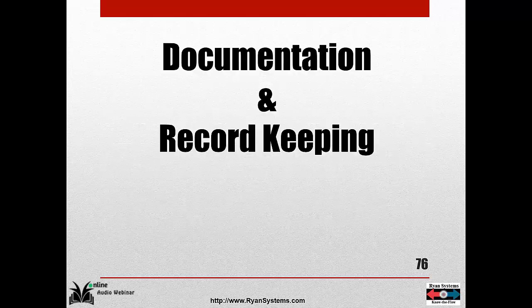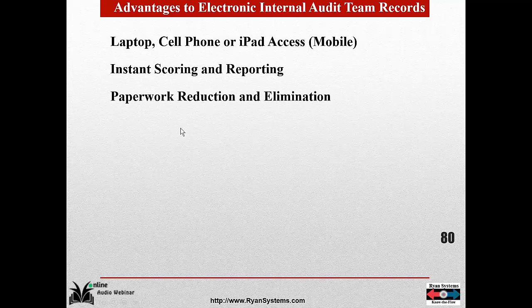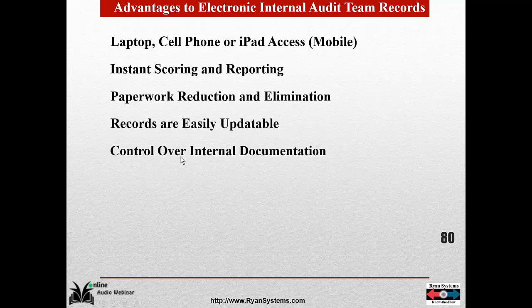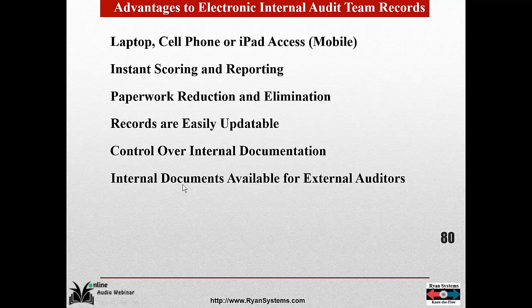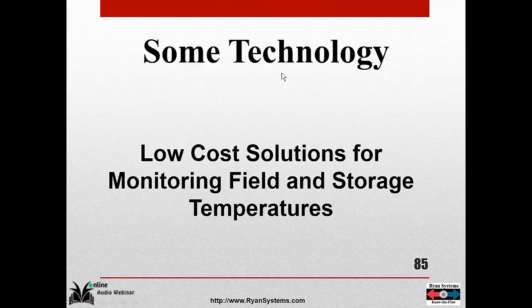Now, here comes the stuff you love: documentation and record keeping. Statistical work can be done on a laptop, cell phone, or iPad. You get instant scoring and reporting. You reduce paperwork. Records are easily updatable, and you have better control over it. Internal documents are available for external auditors. In transportation, you have what's called a contract of carriage, an agreement between the shipper and the people shipping or receiving the product. Now I'm going to talk about some technology.